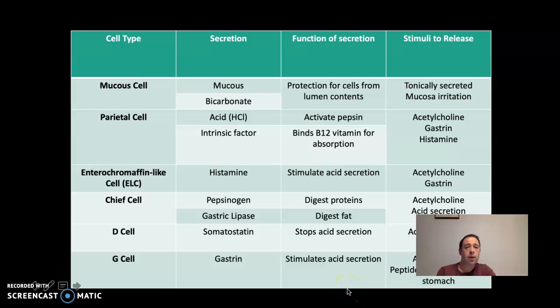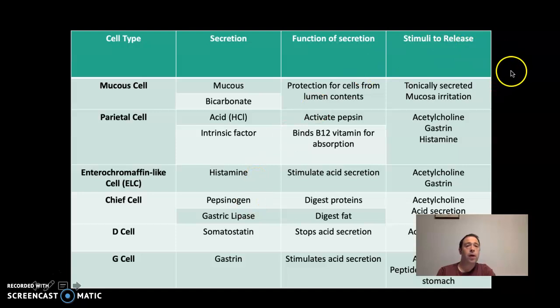We can see that the acid that the parietal cells produce activates pepsin. The intrinsic factor produced by the parietal cells is involved in the absorption of vitamin B12. Histamine is involved in stimulating acid secretion. The 2 secretions of the chief cells are involved in digestion, pepsinogen for proteins, gastric lipase for fats. Somatostatin has a signal to stop the production of acid secretion, and G cells stimulate acid secretion.